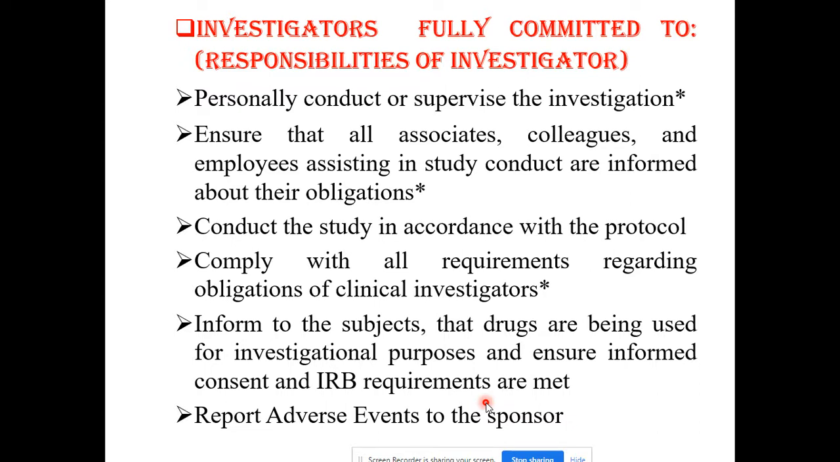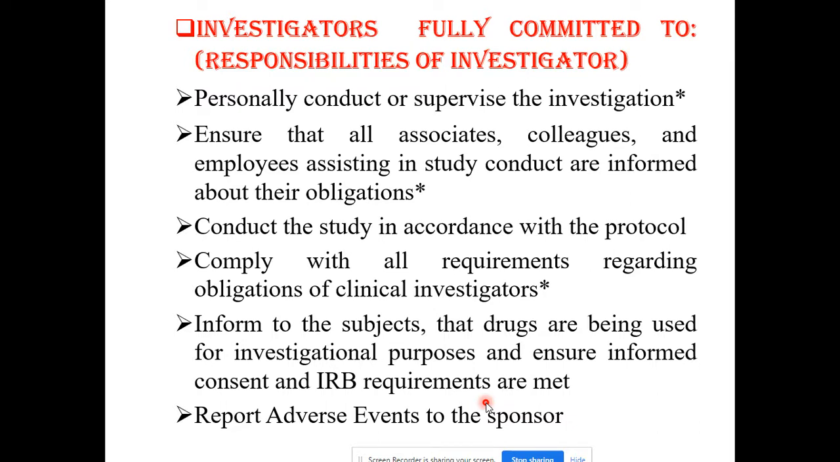Definitely, we have to comply with all the requirements which are essential in order to carry out the clinical trial study. Last second point: inform the subjects that the drugs are being used for investigational purposes and ensure informed consent and IRB requirements are made.